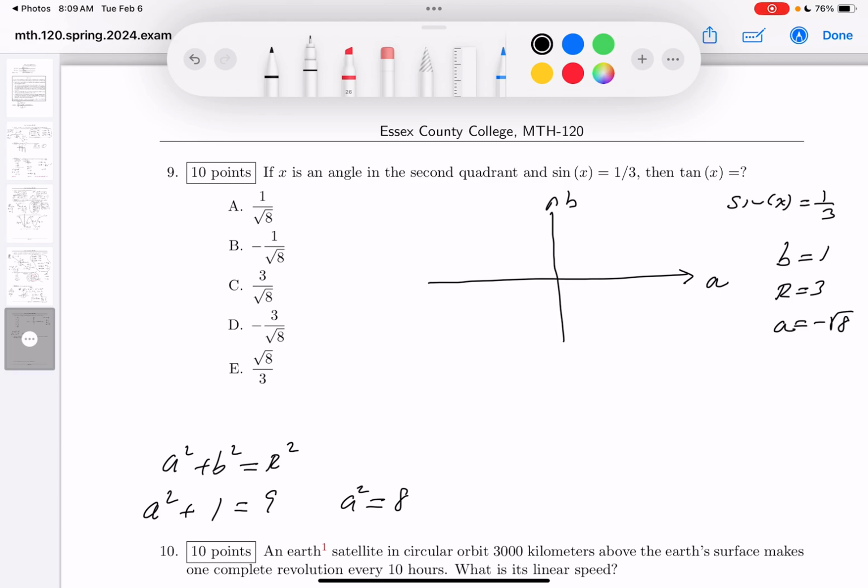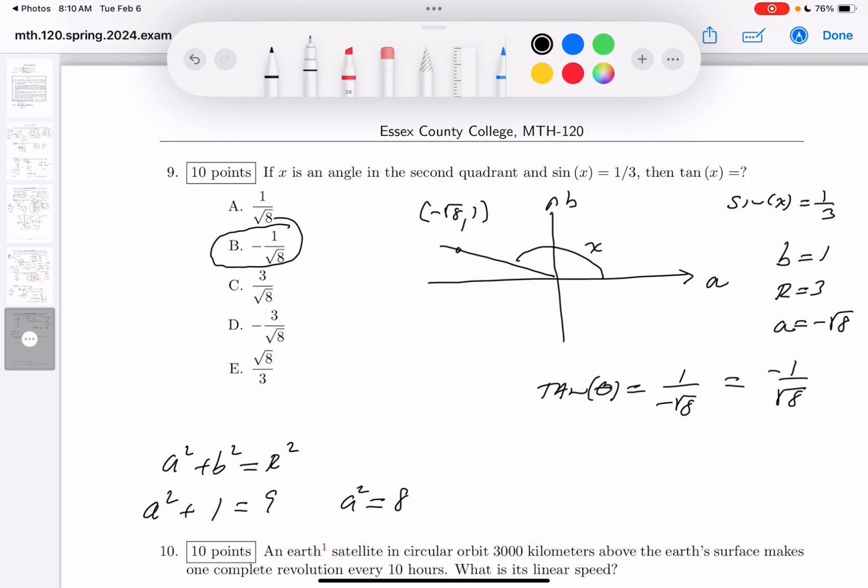All right? So let me draw my picture in. And my picture is going to look sort of like this over here. This is the angle x. And I'm going to label the point over here. And the point's going to be minus root 8, comma 1. And I want to answer the question, all right? The question is the tangent of theta. And what's that going to be? Well, it's going to be 1 over minus root 8, or minus 1 over root 8. Now, granted, I got to look at the key and wonder if that is in the answer key, because maybe they simplified it, who knows? But I do see it right over here. So it's letter B.